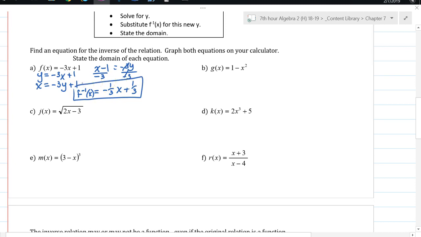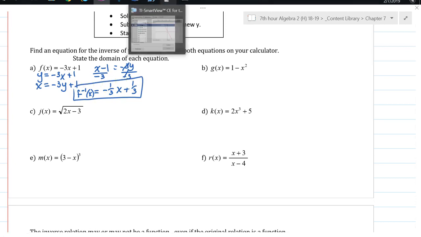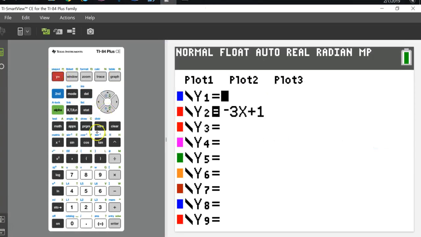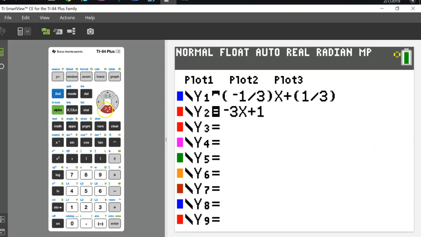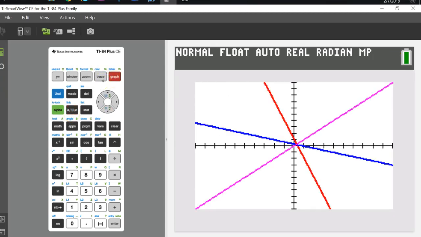Okay, and if we look at this graph, we look at the graph of the inverse together, negative 1/3 times x plus 1/3, like that. And we can see they don't really necessarily look like reflections, but if I draw my line of reflection, I'm going to go down to y4, and I'm going to draw my line of reflection. My line of reflection is the graph y equals x. So these two graphs are reflected over the line y equals x.